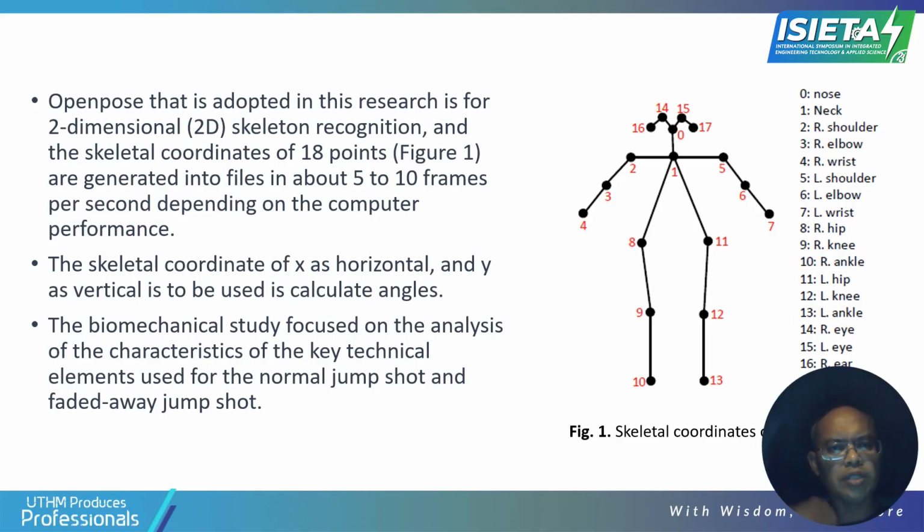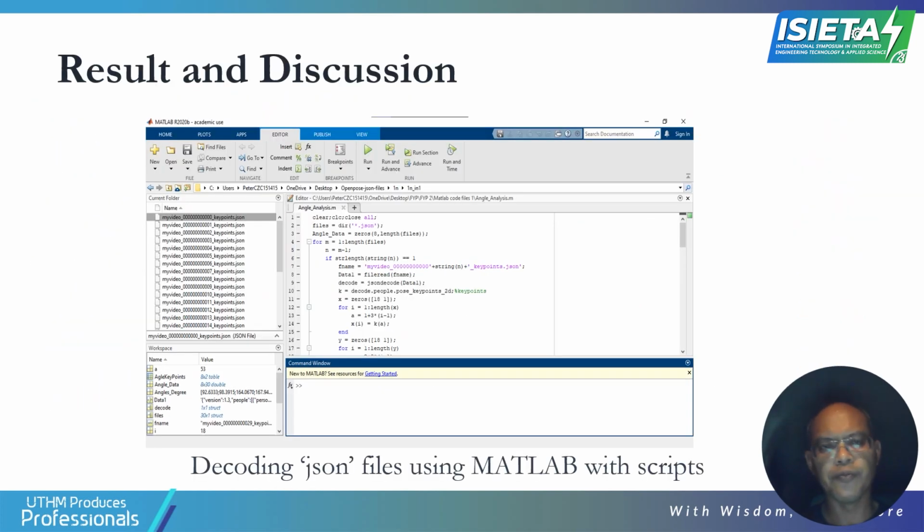Openpose is adopted for 2D skeletal recognition. From Figure 1, we can see the skeletal coordinates, with x as horizontal and y as vertical. The biomechanical study focuses on analyzing the characteristics of two shots: normal jump shot and fadeaway jump shot. This is the decoding of JSON files using MATLAB.